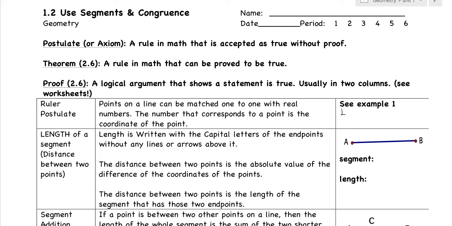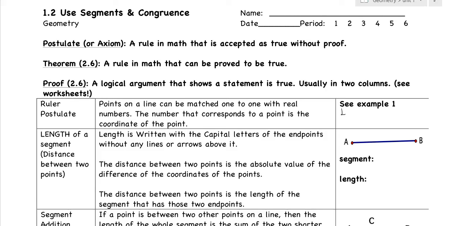Proofs are only logical arguments that show a statement is true. We're going to do a lot of these in 2 columns. We're going to practice these a ton in a bunch of different ways. They're really what a lot of this class is about, working on your logical argument skills.